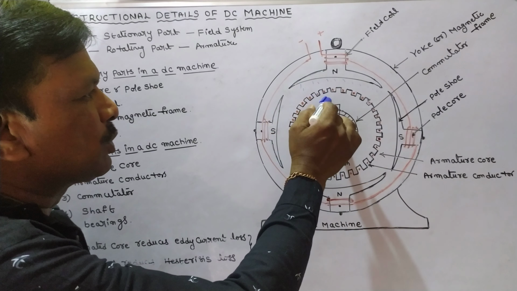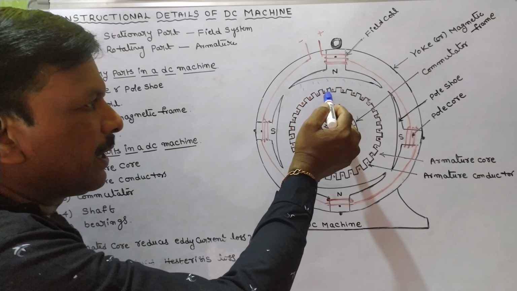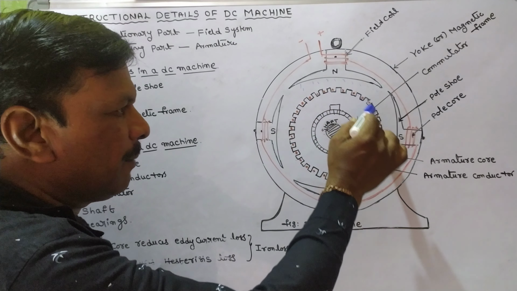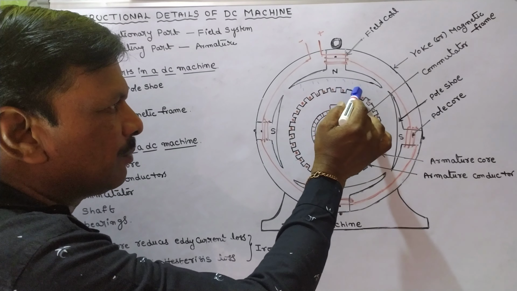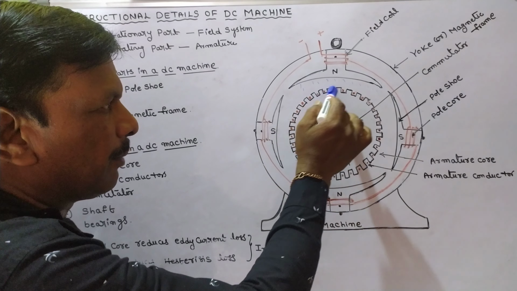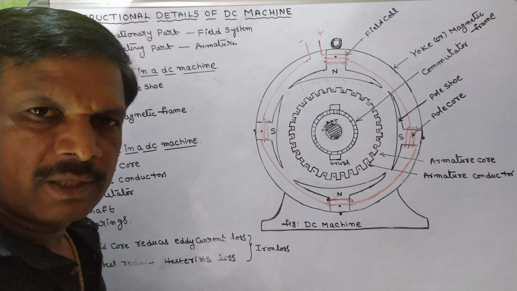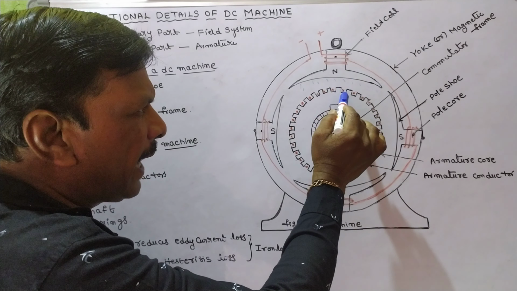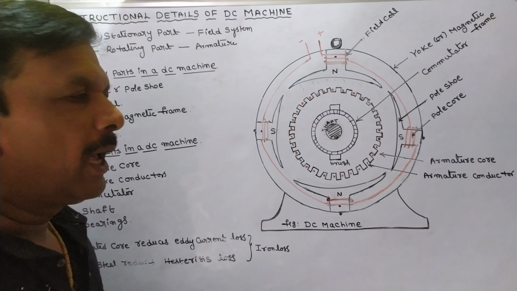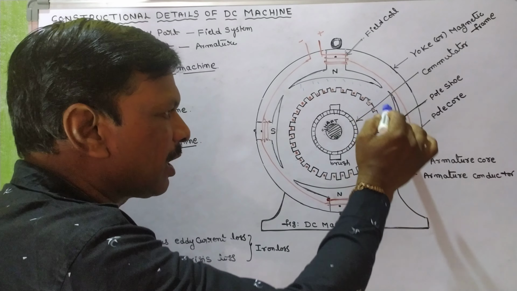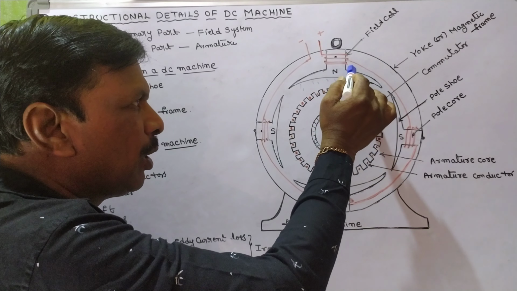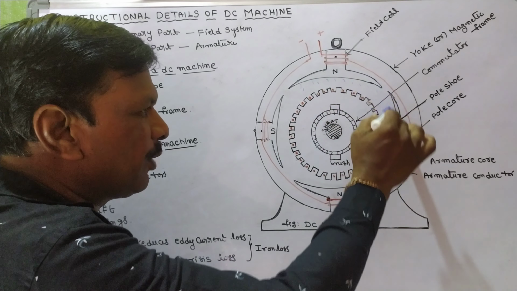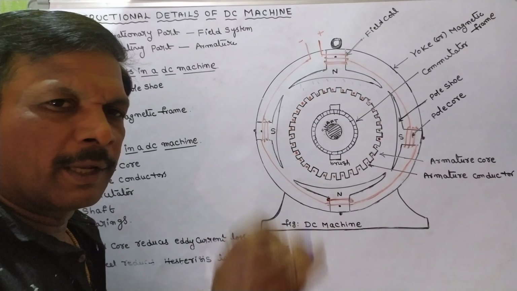Okay, and coming to the rotating parts. The next part is the armature core. So this is the armature core and these red dots are the conductors in the slots. The gap between the pole shoe and armature core is called the air gap. So this is the air gap which is between the pole shoe and armature core. The flux is always present in the air gap.